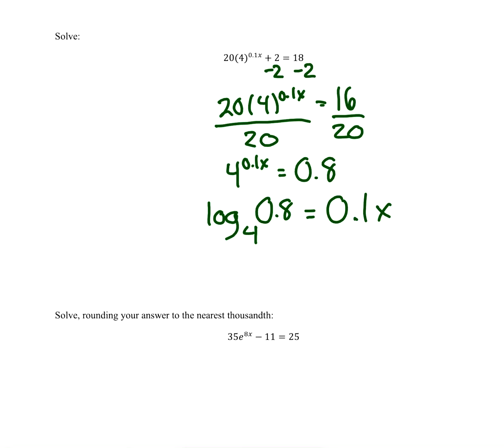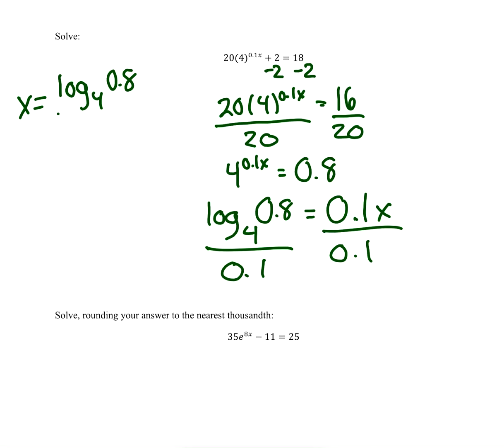And my last step to get x alone, I'm going to divide by 0.1 on both sides. And now my x is going to be all by itself. So my answer is going to be x equals log base 4 of 0.8 over 0.1. And we don't want a decimal in the denominator, so I'm just going to make it look a little nicer. Dividing by 0.1 is the same thing as multiplying by 10. So that would really be x equals 10 log base 4 of 0.8 would be my answer.